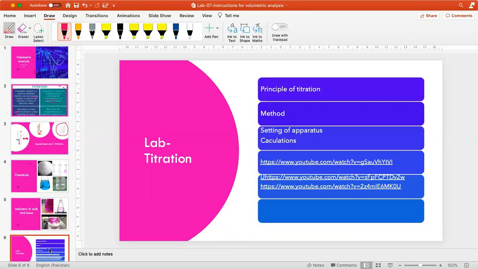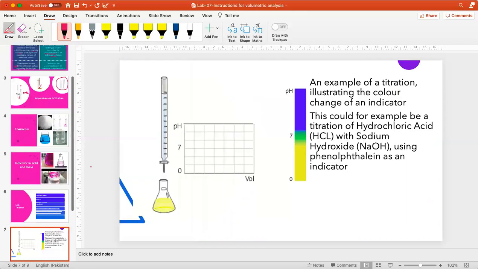अब मैं आपको एक छोटी सी फिगर दिखाना चाह रही हूँ, पता नहीं वो गई कहाँ पर है. Let me find it. This. ये इसको आपने चेक करना है कि जब ये न्यूट्रल है, ठीक है, when you add तो pH value change होती है. An example of titration illustrating the color change of an indicator. This could, for example, be a titration of hydrochloric acid with sodium hydroxide using phenolphthalein as an indicator.